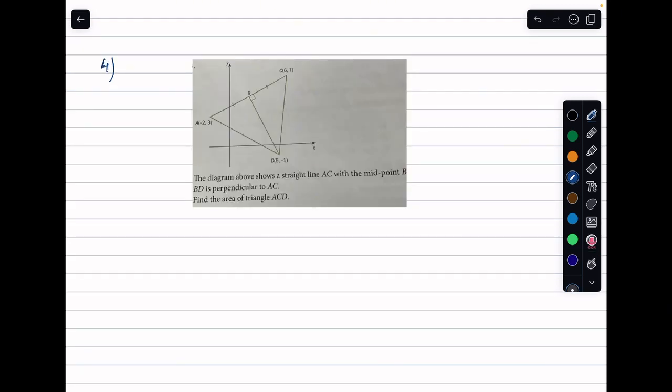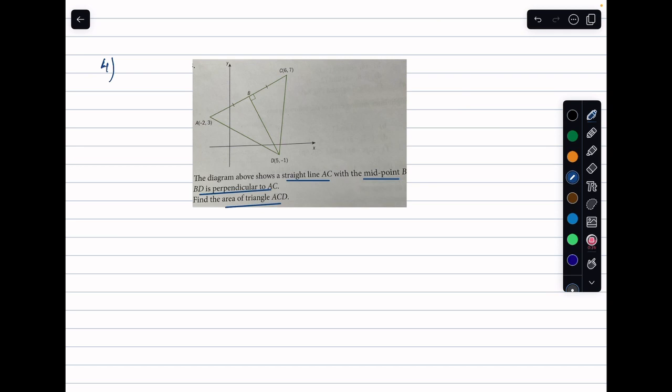Let's do another question. The question says, the diagram above shows a straight line AC with the midpoint B. So let's underline the keywords. They are saying it's the straight line AC and the midpoint is B, and BD is perpendicular to AC, and we are supposed to find the area of the triangle ACD here. So these are the keywords and the key information that we have for this question.